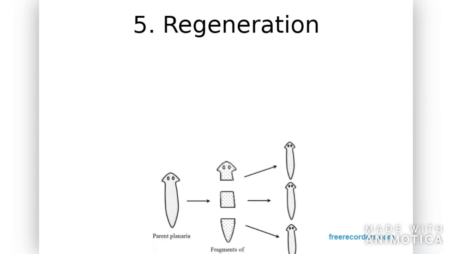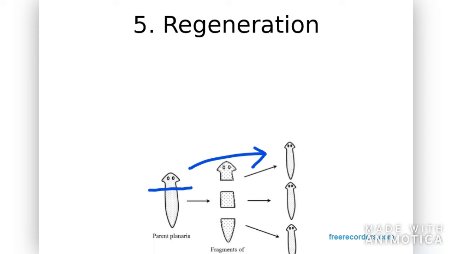Now moving on to regeneration. In this case you can see one example is planaria, or you can even take the case of Hydra. When these simple animals like Hydra and planaria develop a new individual from their broken older part, it is known as regeneration. As you can see in this figure, if we cut this parent planaria like this, it will grow into a whole body again, like a new cell is grown.